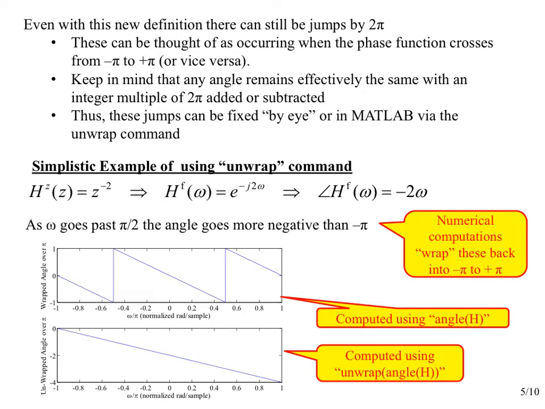And so if we take a simple example here, just looking at a very simple transfer function, just z to the minus 2, we see that the angle of that is just minus 2 omega, and clearly that is a straight line. It goes through 0, has a slope of negative 2. So at omega equal to 0, we see that it goes through the origin at 0, and here's this slope.